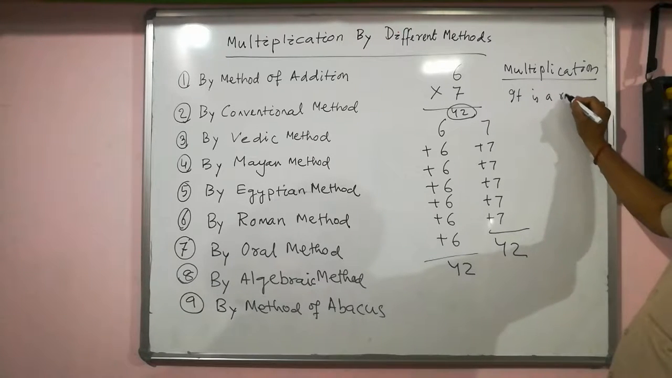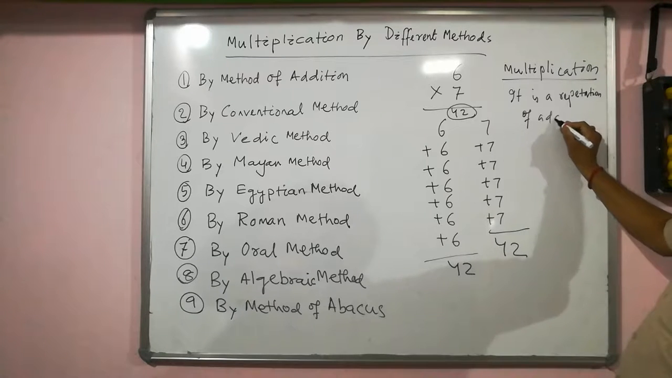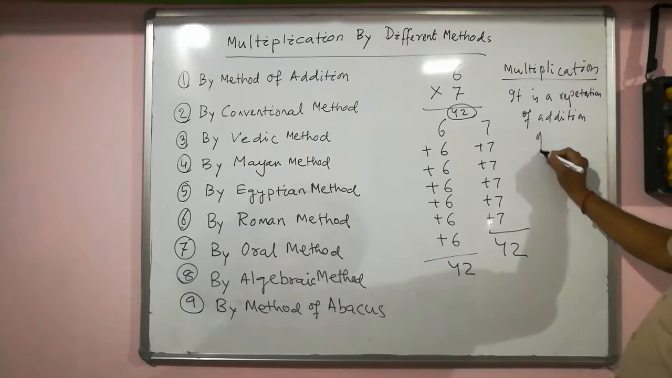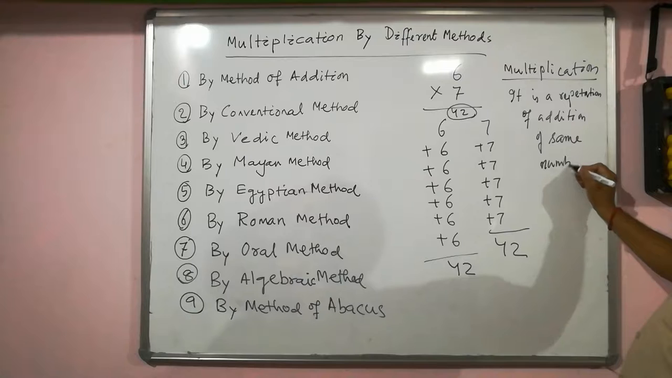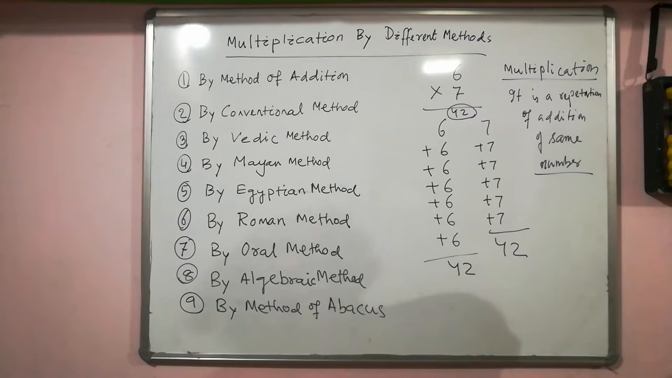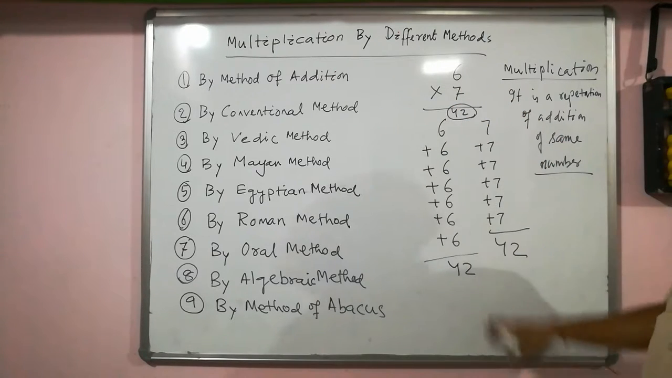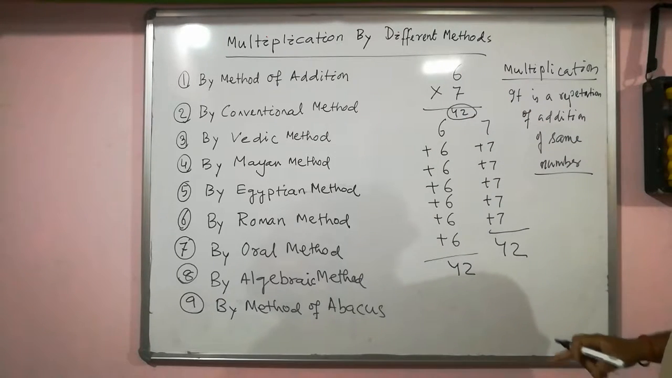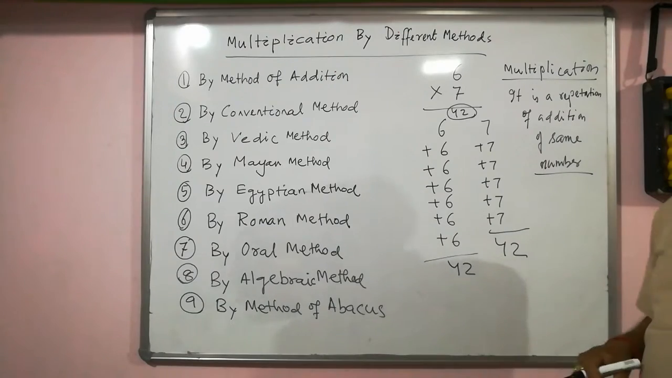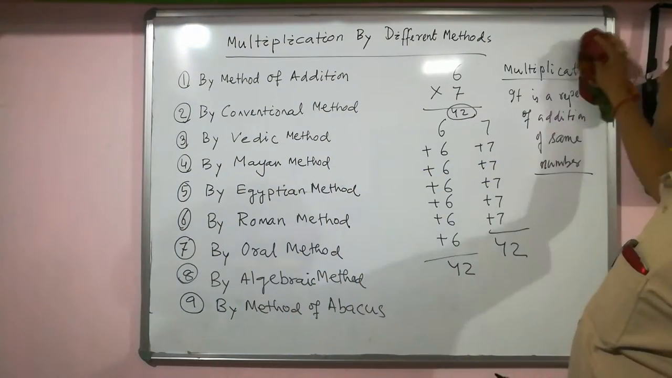It is a repetition of addition of the same number. So if 6 is multiplied by 7, 6 will be added 7 times. If 7 is multiplied with 6, 7 will be added 6 times. So this method is a usual method, and generally children use this method. So this is the method of additions.